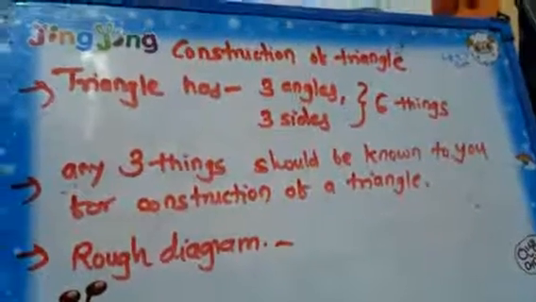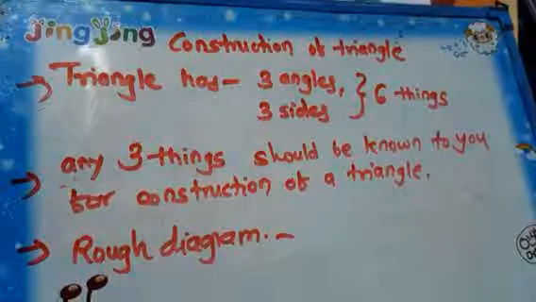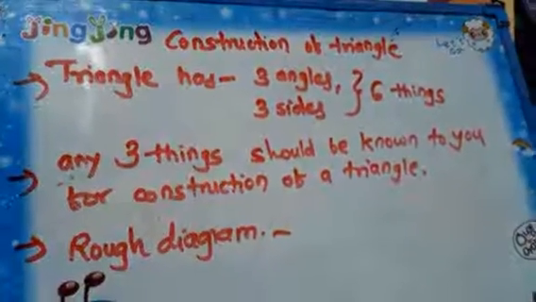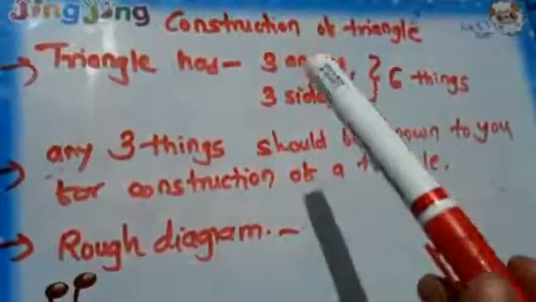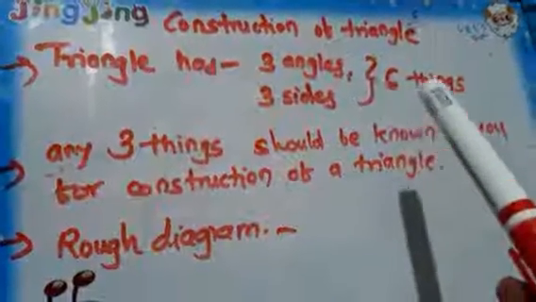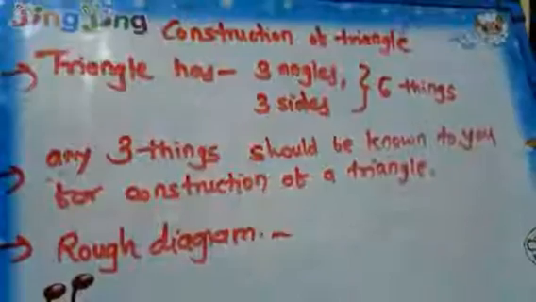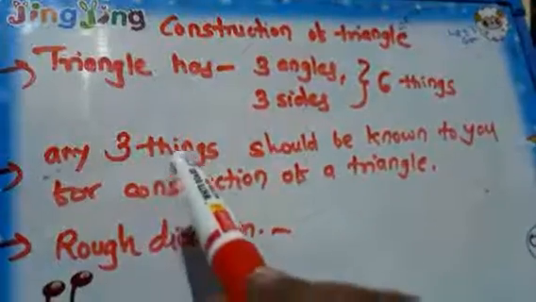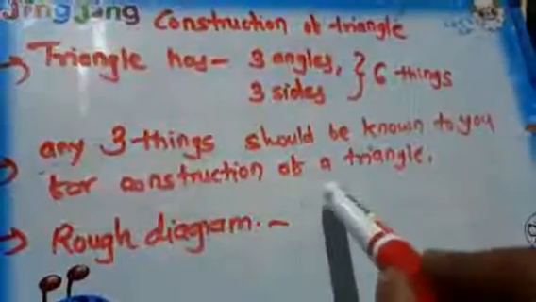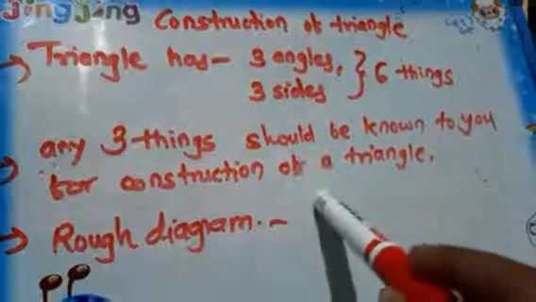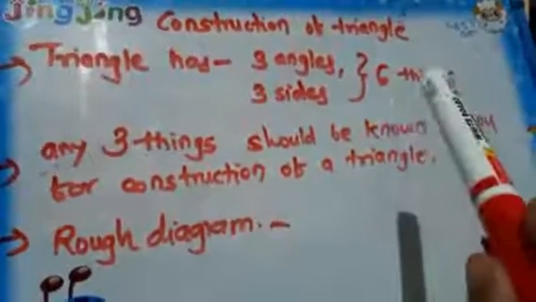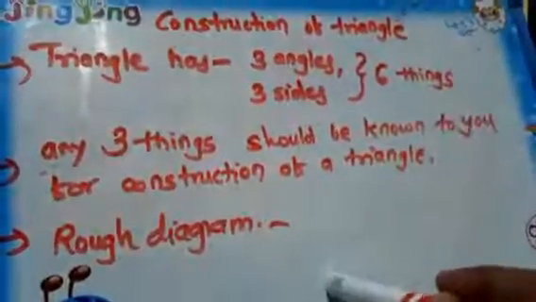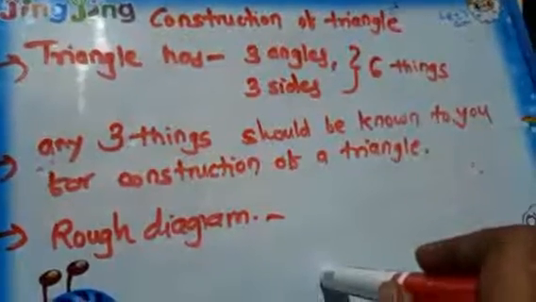Our next point is construction of triangle. We know that every triangle has 3 angles and 3 sides. Means in total these 3 angles and 3 sides, 6 things, are important related to a triangle. Out of the 6 things, if any 3 things are known to you, then you can draw or construct a triangle. But out of 6 things, that is 3 angles and 3 sides, at least 3 should be known to you. Then only it is possible to draw a triangle.